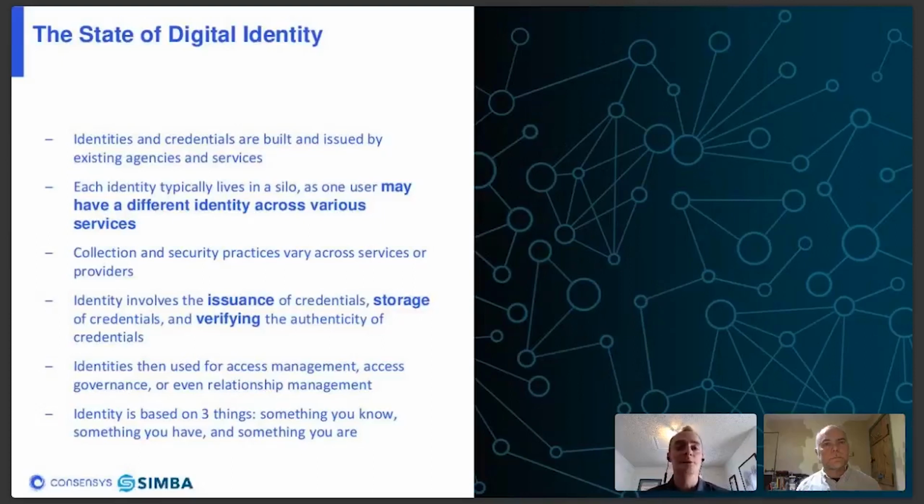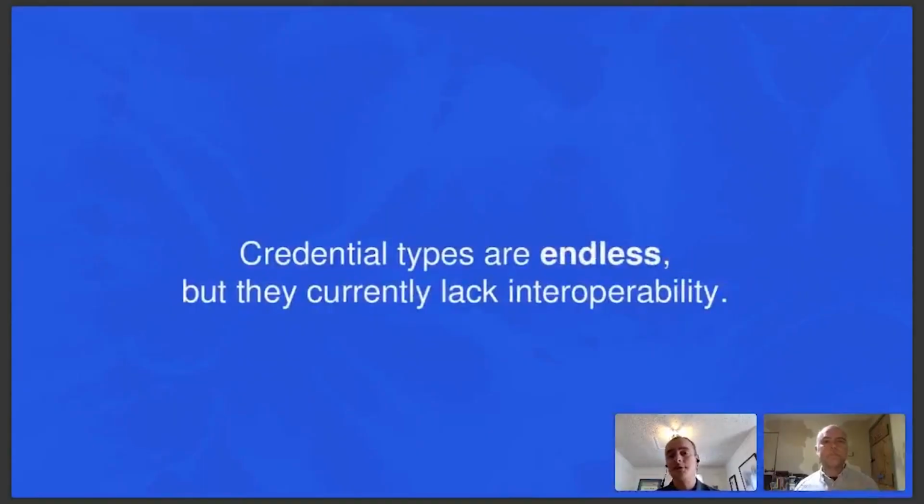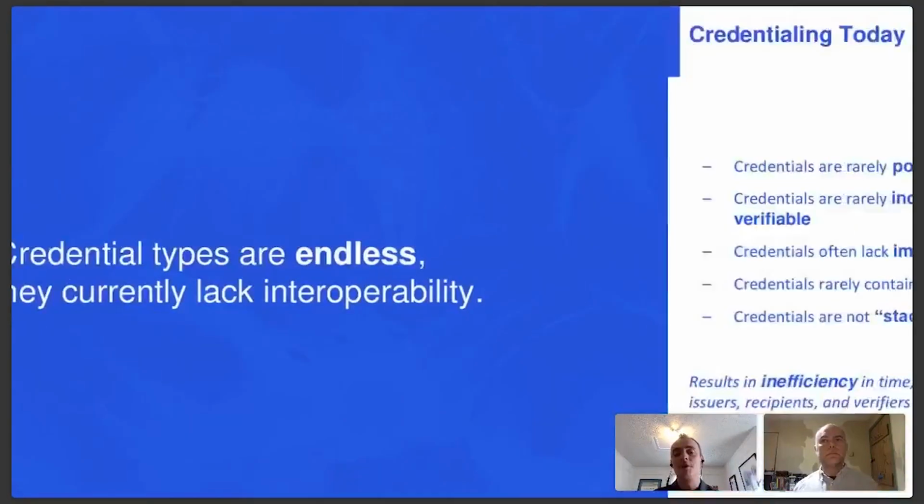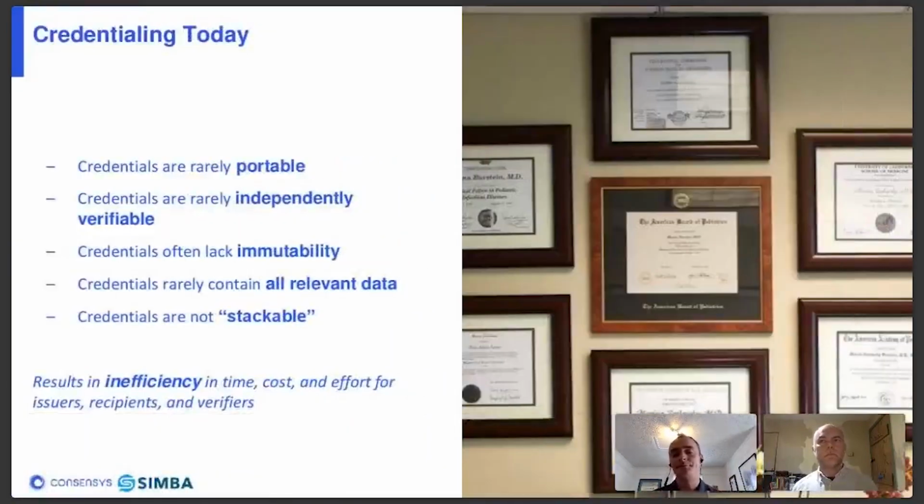One, we have an incomplete picture of ourselves. I oftentimes forget what accounts I have spread all over the internet, so it makes our own self-identity of data less valuable. Needless to say, these credentialing types are endless, but the biggest problem is that they lack interoperability.